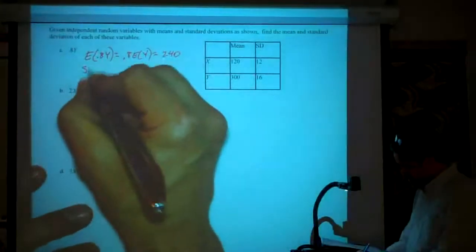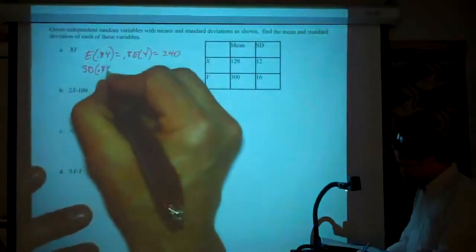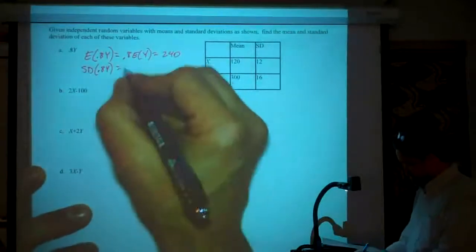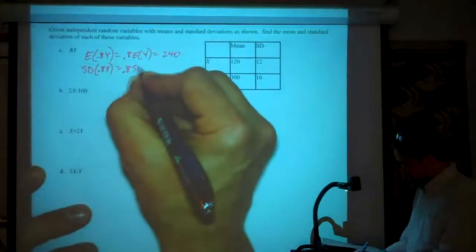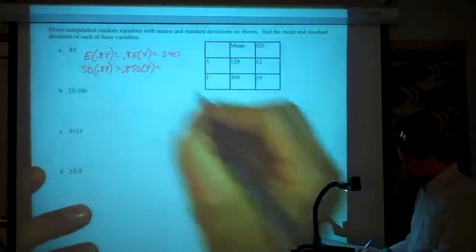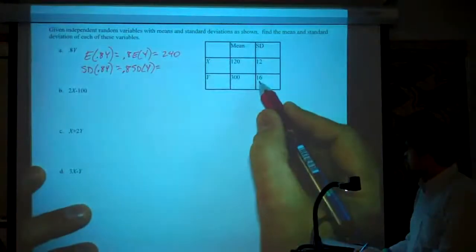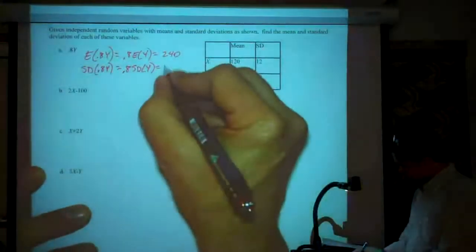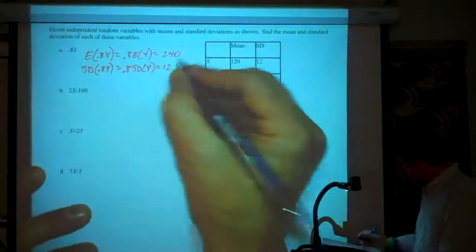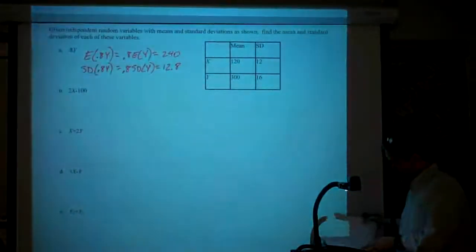The standard deviation of 0.8 times y is the exact same thing. 0.8 times the standard deviation of y, which is 0.8 times 16, and I believe that comes out to 12.8. Correct me if I'm wrong.